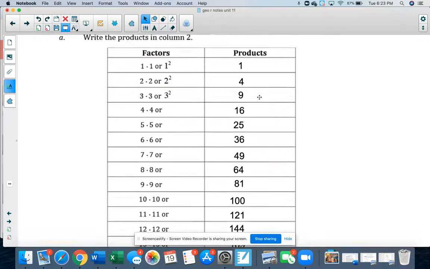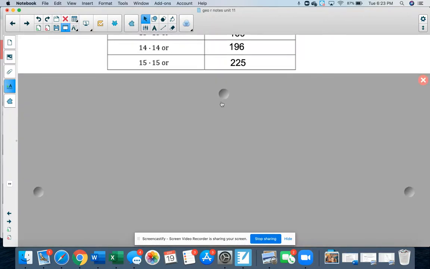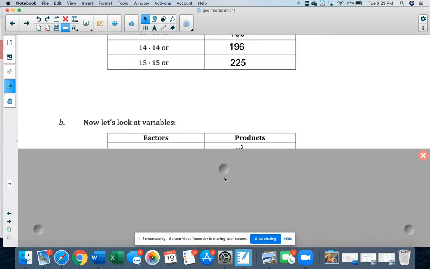What we're going to do is these numbers on the right here, these products, are called perfect squares. On the next page, we're going to take the square root of each of these numbers, and you're going to see the square root of 9 means what number times itself is 9, and the answer is 3. But first, let's just look at x. Let's look at some variables.